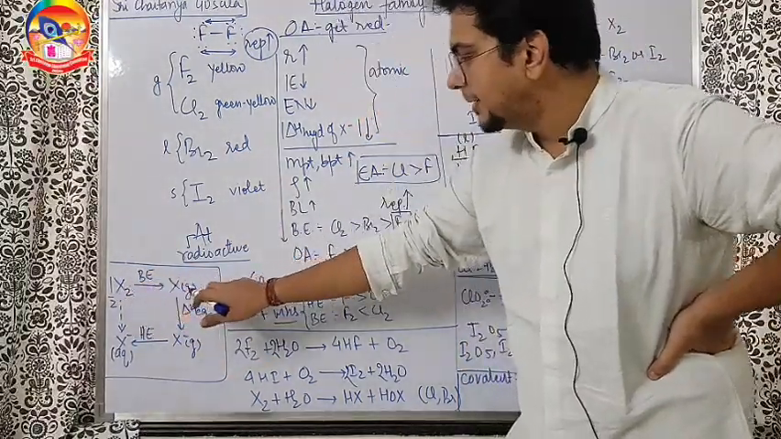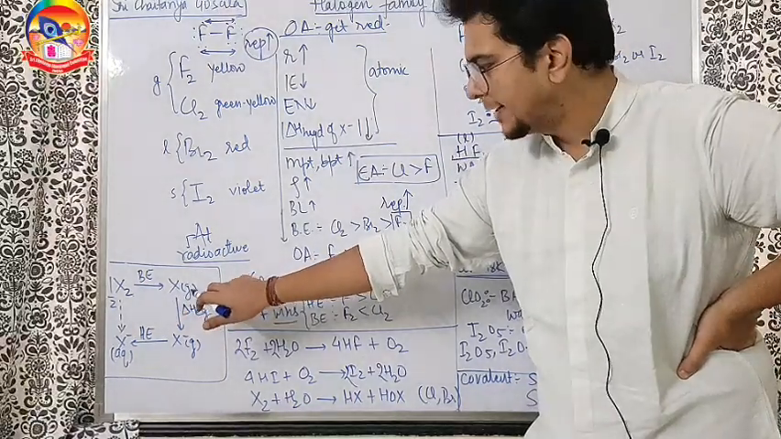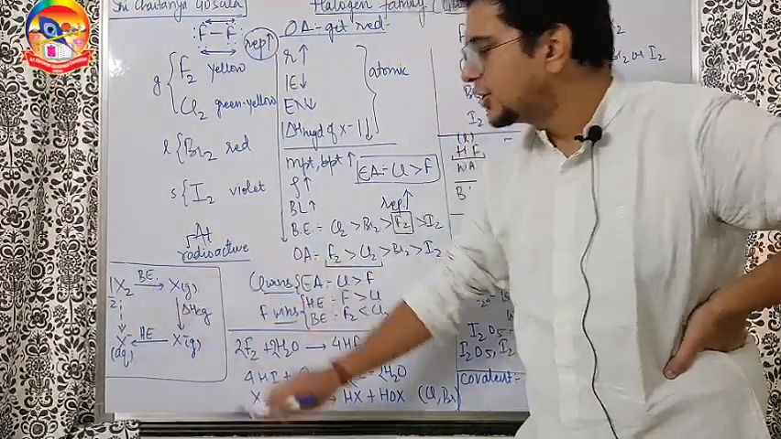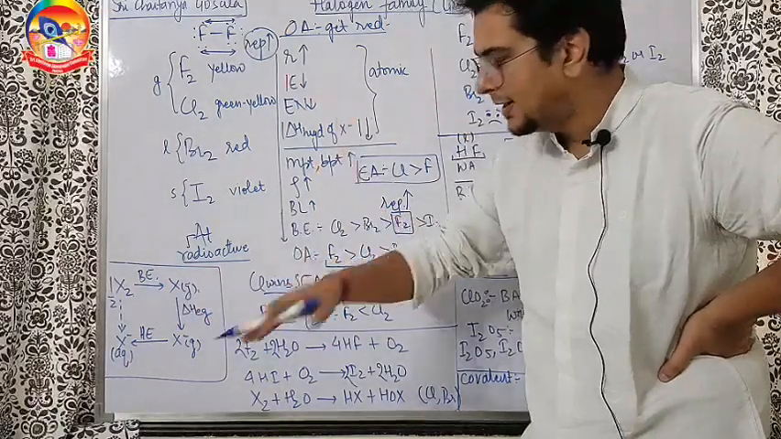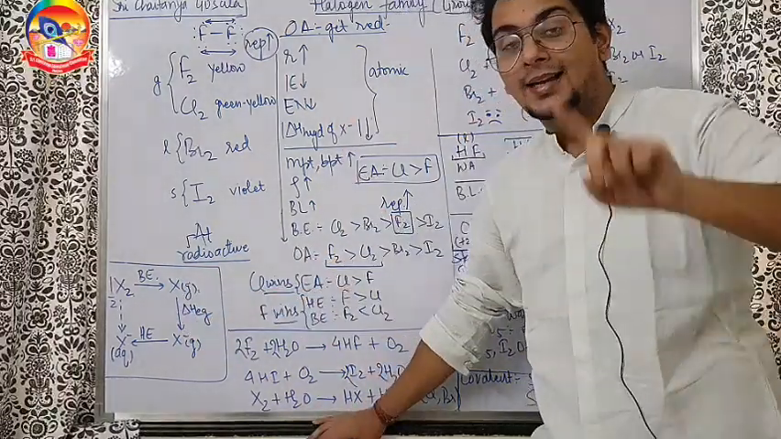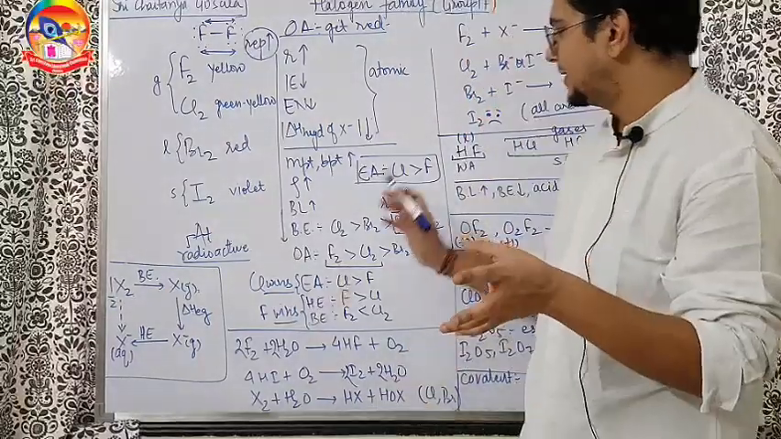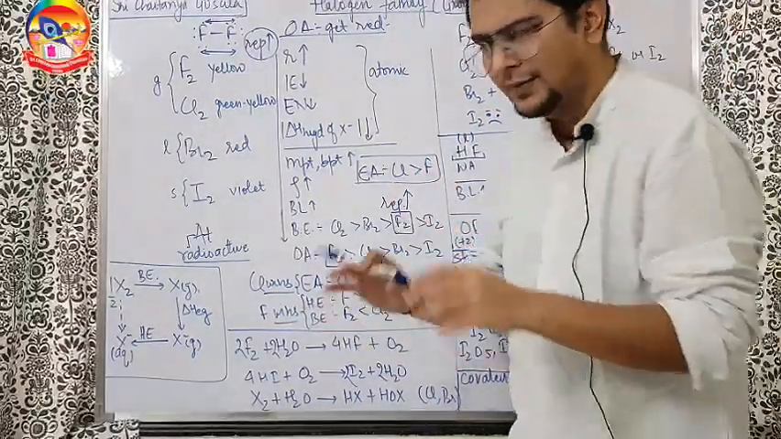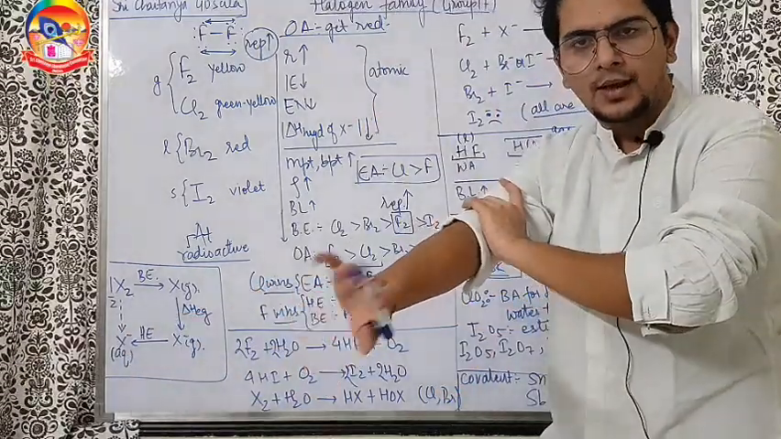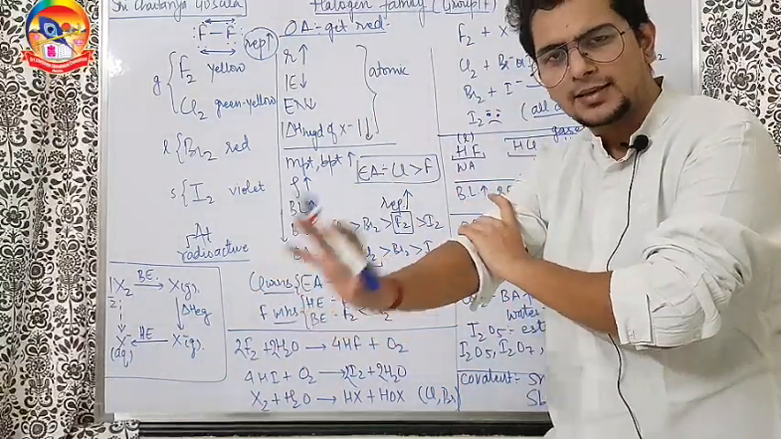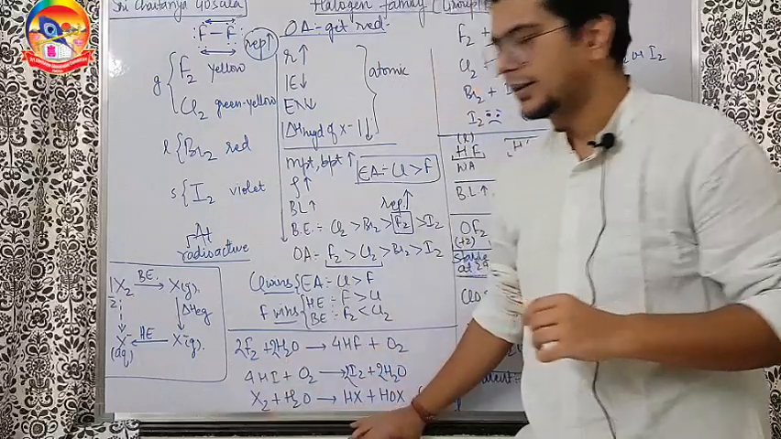Firstly, X2 has to break to X. That means atomic species, and the energy required is bond enthalpy. The atomic gaseous species has to become X minus, that is electron gain enthalpy, or we can say electron affinity, in very simple words. Then X minus becomes X minus aqueous, that is hydration enthalpy.